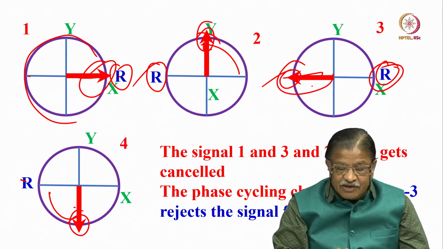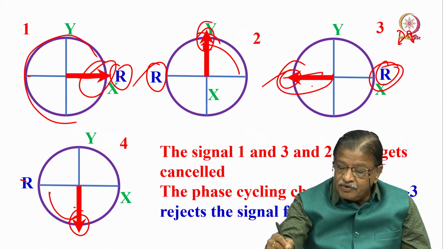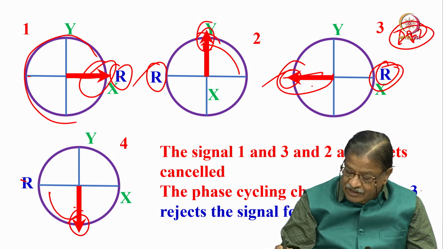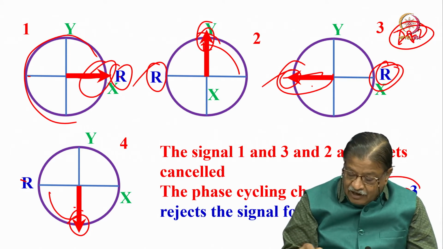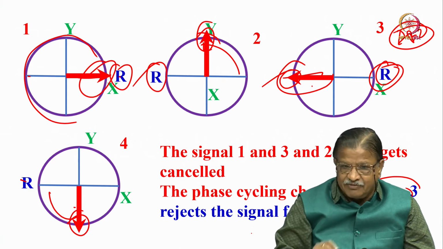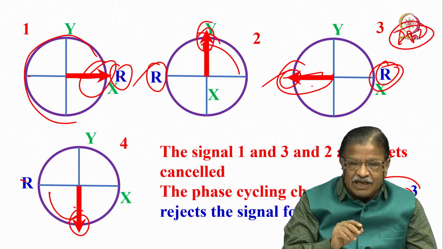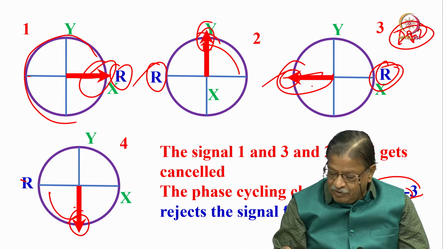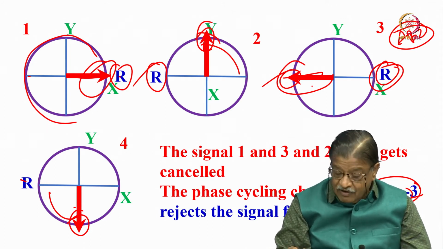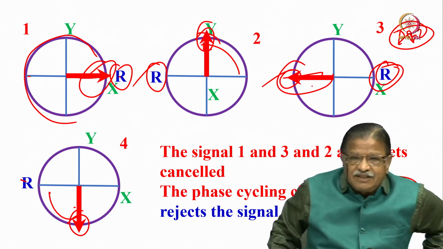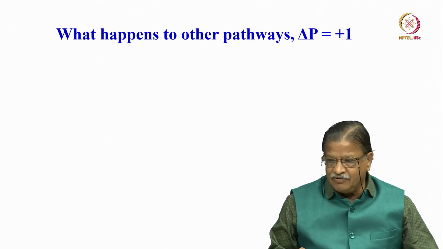So in this situation, for delta p is equal to 2, the phase cycling for delta p equal to minus 3 will reject this one. It will not take that one. The phase cycling for delta p equal to 2 is different from phase cycling for delta p equal to minus 3. So delta p equal to minus 3 phase cycling will not choose this. That it is different. So it rejects this signal. Okay. So that's what is happening.